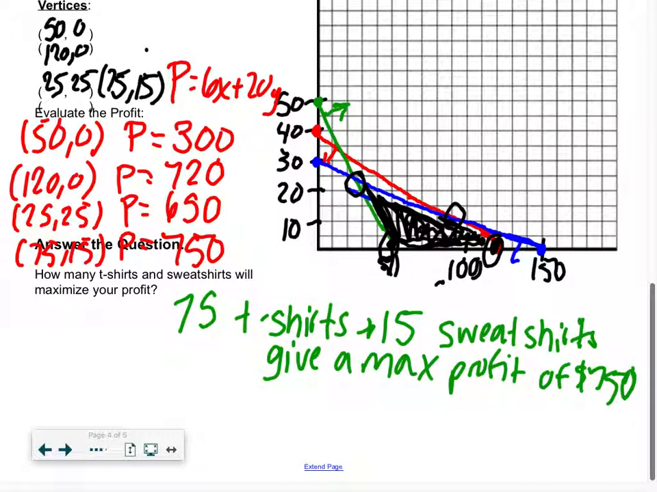Why is it different than yesterday? We did a maximum and a minimum. Oh, because we only want to know the max.